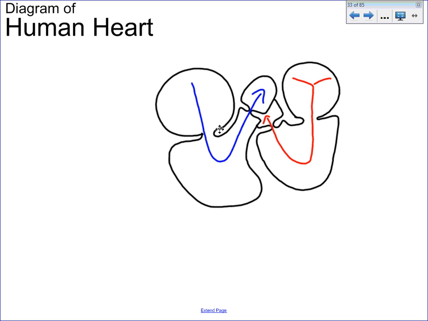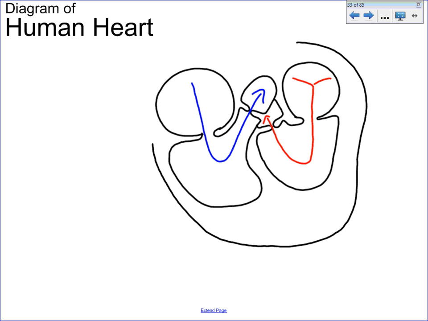Of course, on the outside of this, we need a nice, thick, muscular wall, and that is going to be even thicker down towards the bottom because the ventricles are really what's doing all the heavy lifting here.